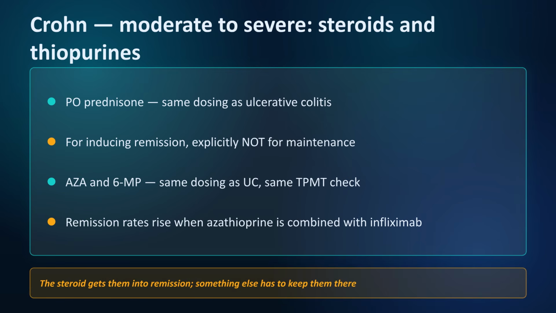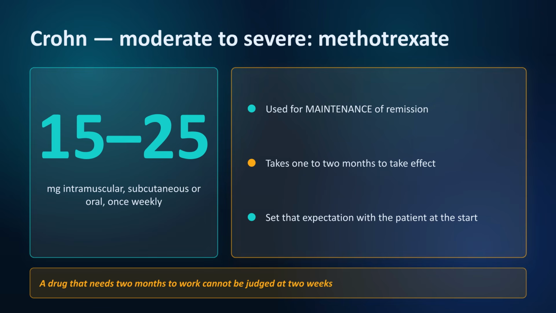The pattern is consistent across both diseases. The steroid gets them in. Something else has to keep them there. Bridge with a steroid while the thiopurine takes effect. Then withdraw the steroid. Methotrexate is the agent that appears in Crohn disease and not in ulcerative colitis.